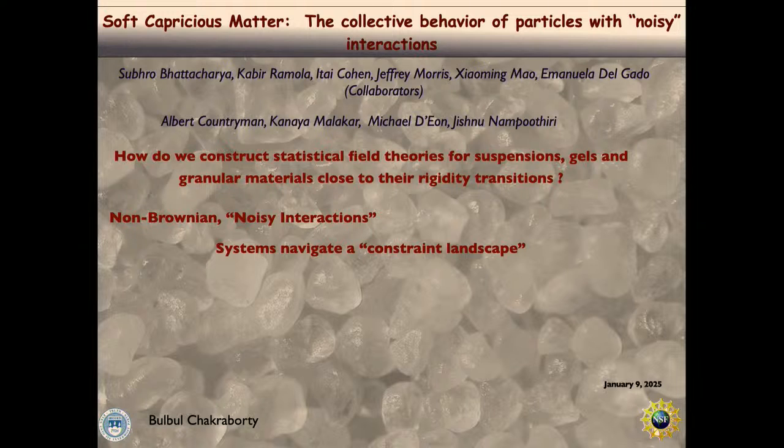So we start from this notion: can we understand the collective behavior of these systems by saying that we shouldn't think of interactions, but we should think of the collective behavior as emerging from them satisfying some set of constraints?